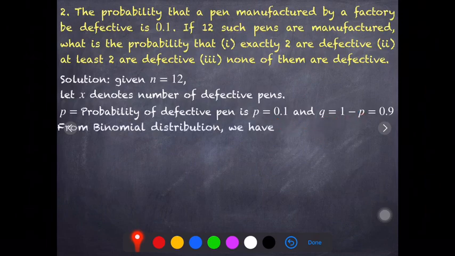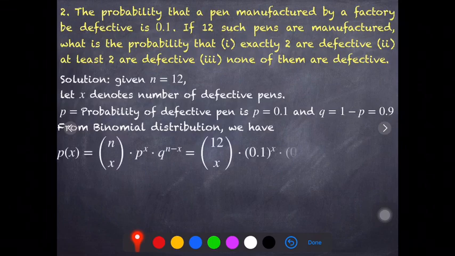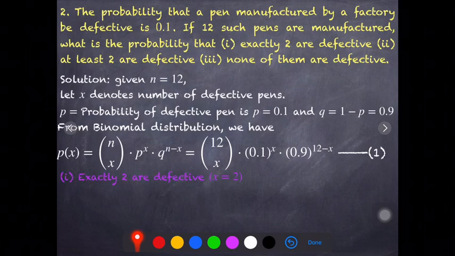Once you get the values of n, p, q, substitute them in the binomial distribution formula, p of x is equal to ncx p power x q power n minus x, that is 12cx 0.1 power x 0.9 power 12 minus x. Once you substitute this, going to the first sub question, exactly 2 are defective, that is x is equal to 2.